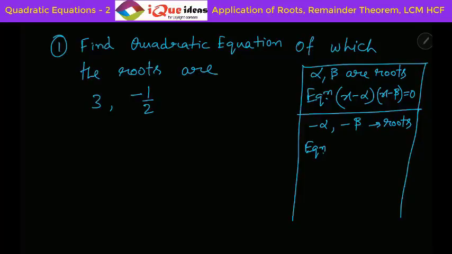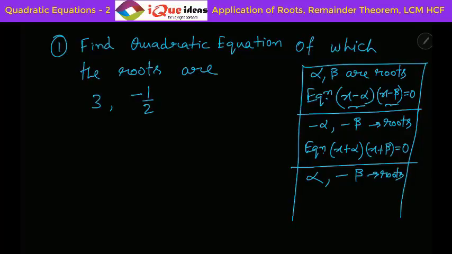When the root is alpha, the expression is x minus alpha. When the root is beta, expression is x minus beta. When the root is minus alpha, expression will be x plus alpha. When the root is minus beta, expression will be x plus beta, that is equal to 0. Similarly, if one root is positive, let's say alpha, and the other root is negative, let's say minus beta, then the expression will be given as, look at this carefully, for alpha it will become x minus alpha, and for minus beta it will become x plus beta. So these things can be used directly, right?